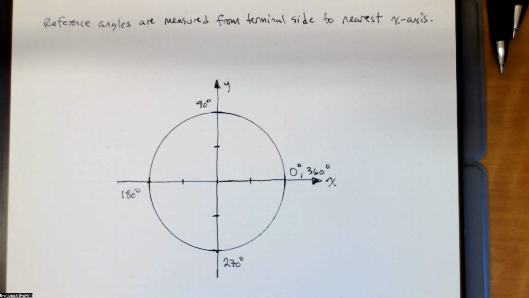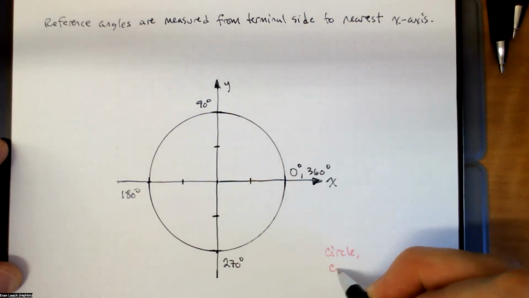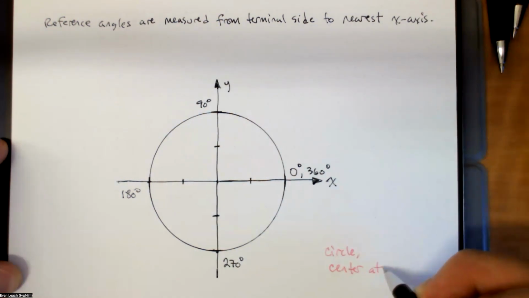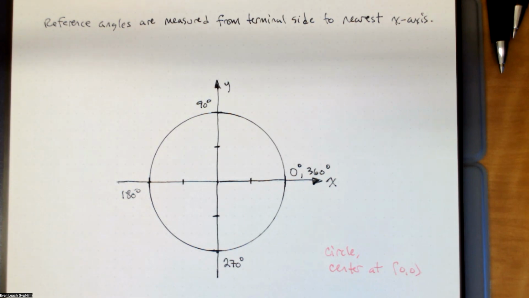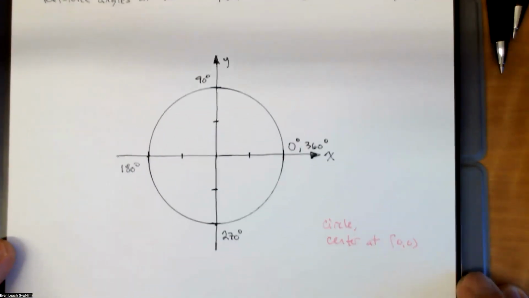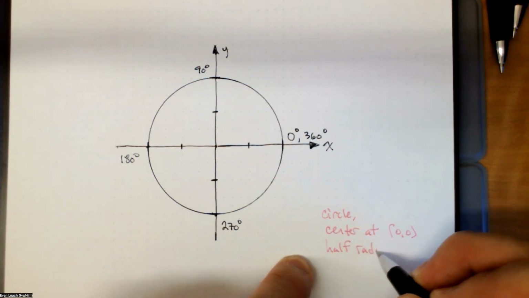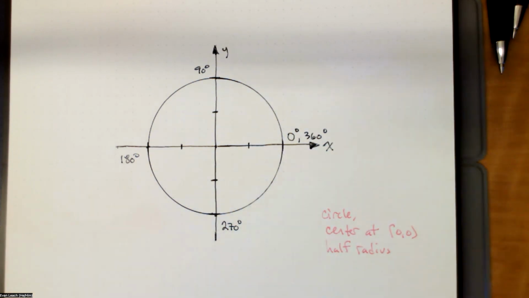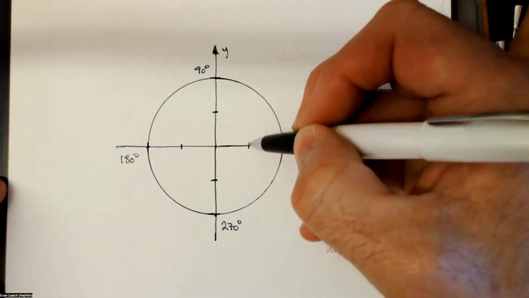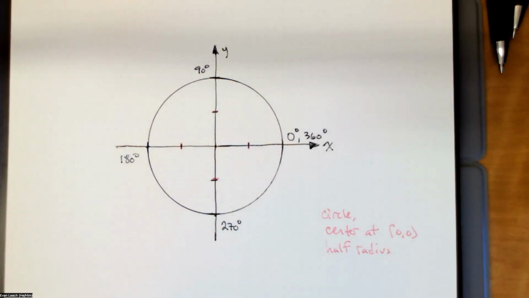So circle, centered at the origin. Circle, center the origin, and we can identify where half the radius is. So that's where these marks are. I want to be able to find half the radius going all the way around.